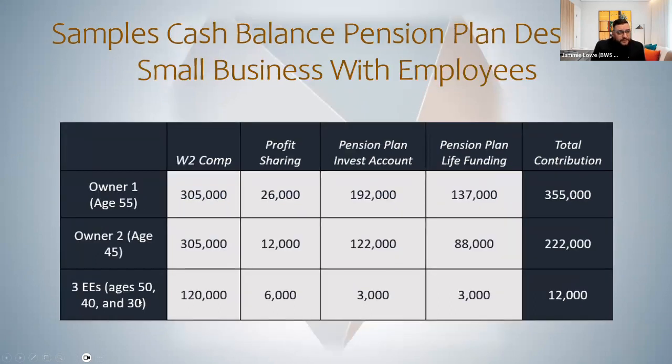This is just one more example where that business owner and spouse added 3 employees. You can see the contribution here. You're talking almost $600,000 for the business owners and only $12,000 for the employees. So again, while there is a cost that comes with it, most of the time the business owners are readily willing to pay that cost when they're talking about such large benefits for themselves.